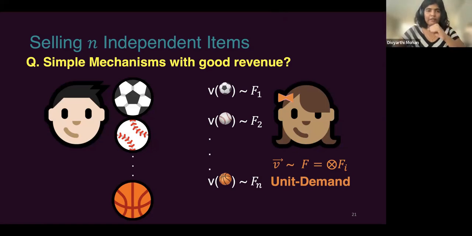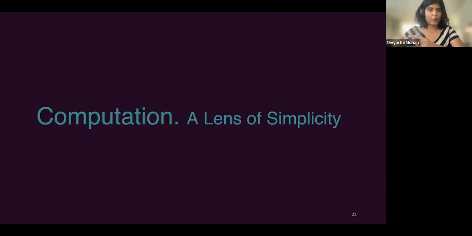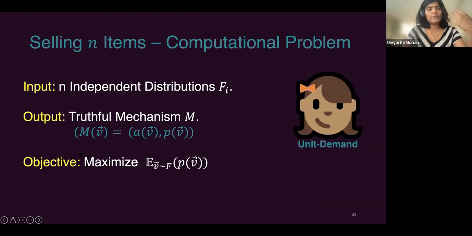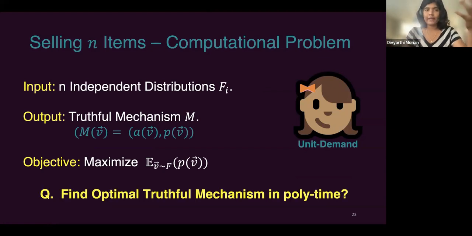So can we find simple mechanisms? We study simplicity formally through the lens of computation. The formal computational problem that we are interested in is that we're given as input n independent distributions, F1 through Fn, and we want to output a truthful mechanism, and the objective is to maximize revenue. So the question is, can we do this in a computationally efficient way? Can we find the optimal mechanism in polynomial time in n?